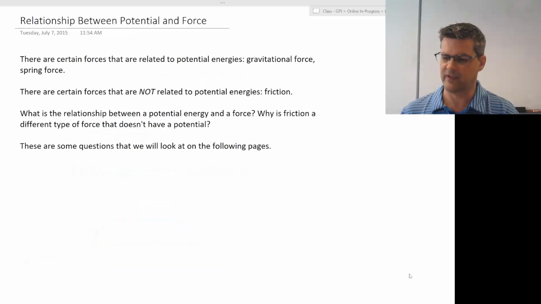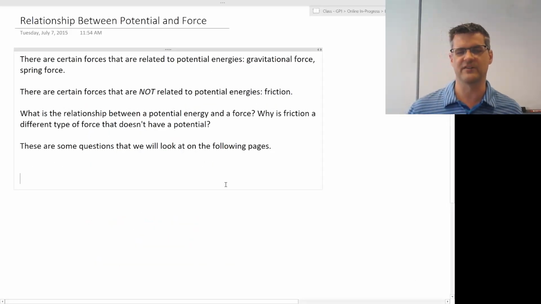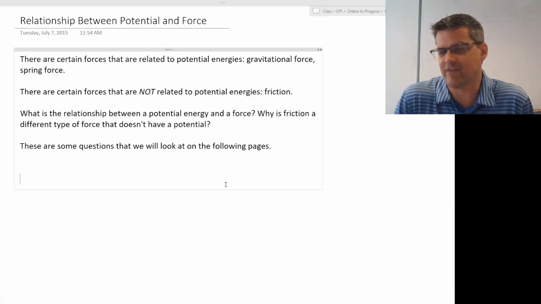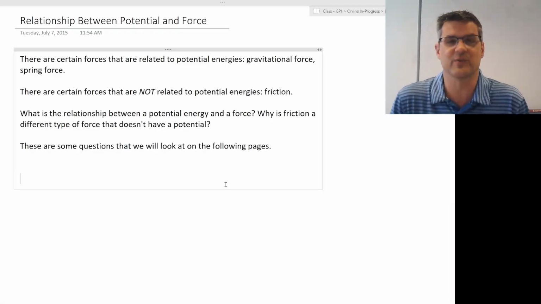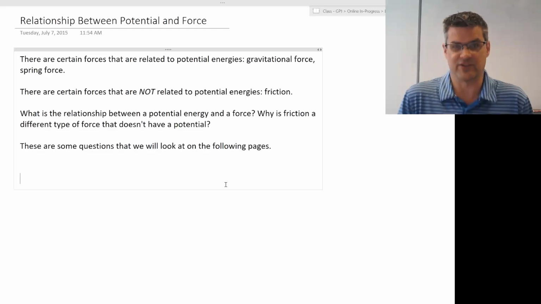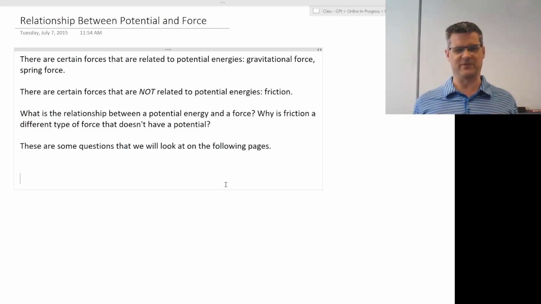And that's related to here. So there are certain forces that are related to potential energies: gravitational force, spring force. Those are the ones that we talked about here. And there are certain forces that are not related to potential energy: frictional force. Now, what's the difference between these two?